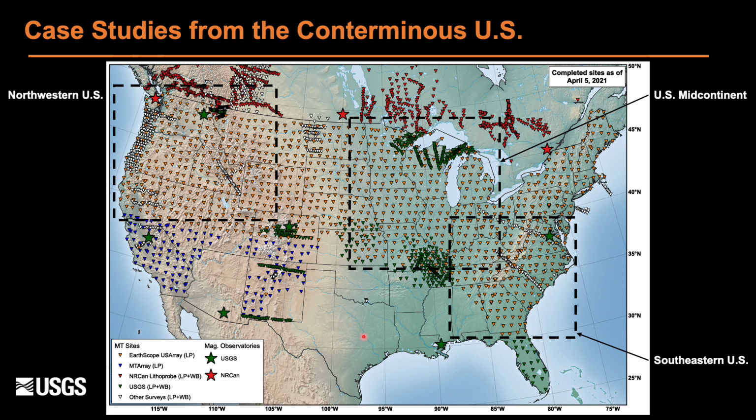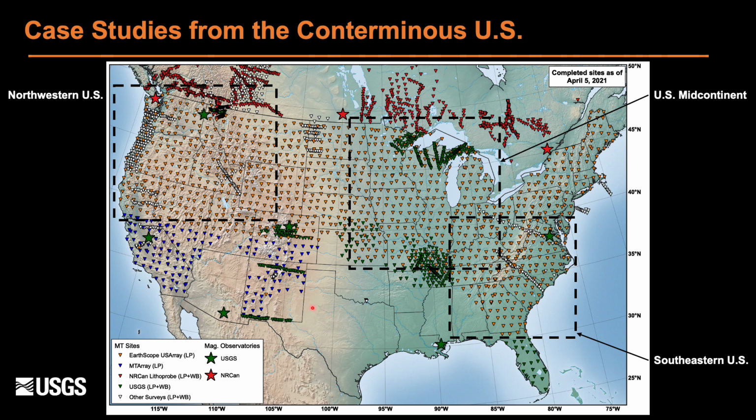I'll briefly note that the map here shows the distribution of publicly available MT data across the conterminous US and adjacent Canada as of April 2021. The orange inverted triangles denote long period data that were collected as part of the EarthScope USArray project, and those data have been very beneficial in studying the lithosphere-asthenosphere system across the US. The three case studies I'm going to show you largely utilize these EarthScope USArray data.